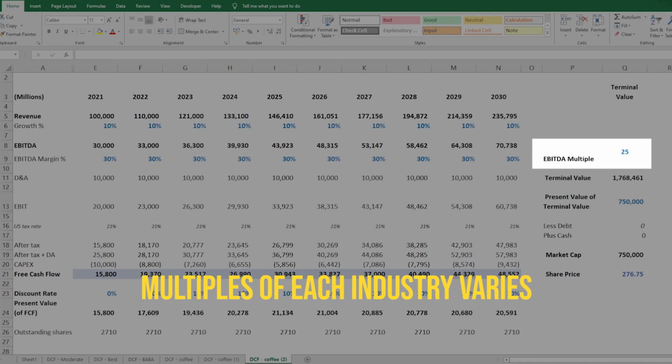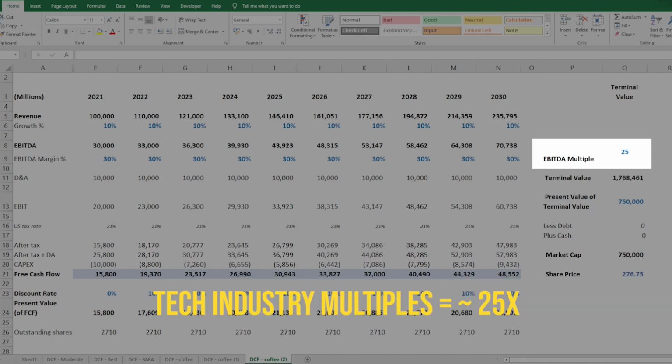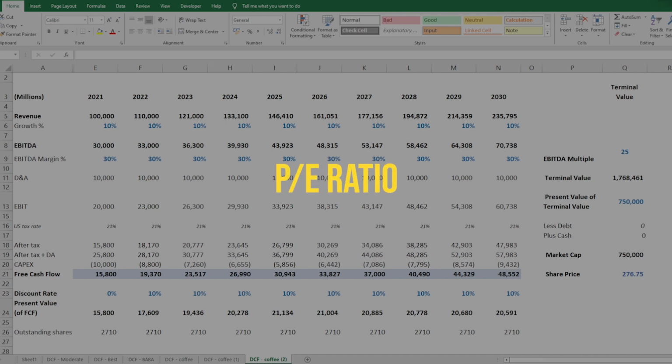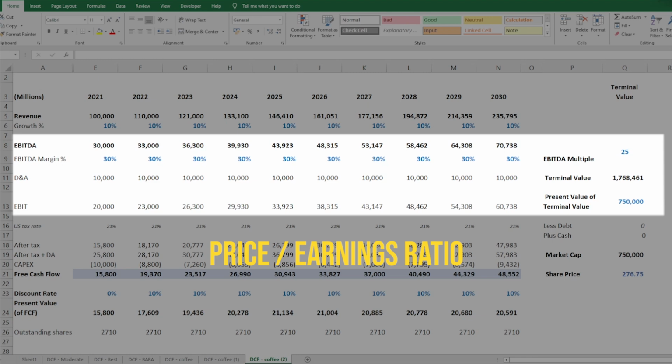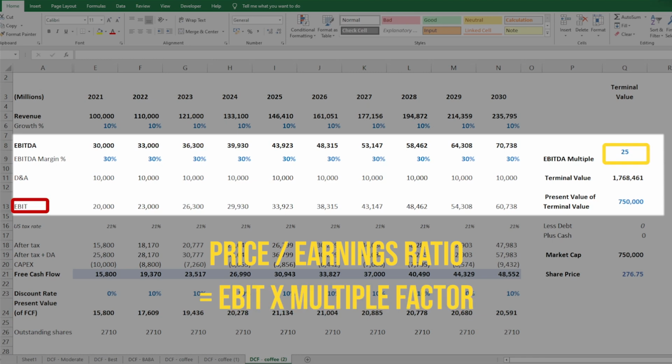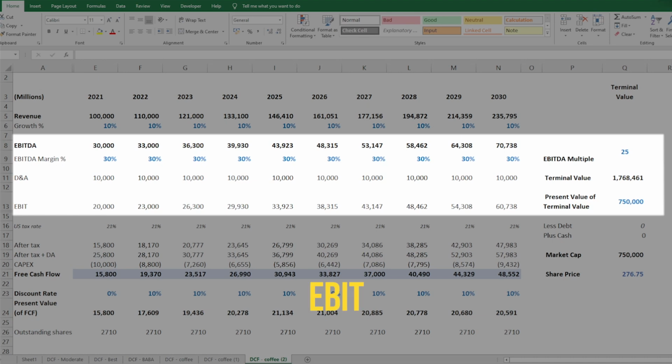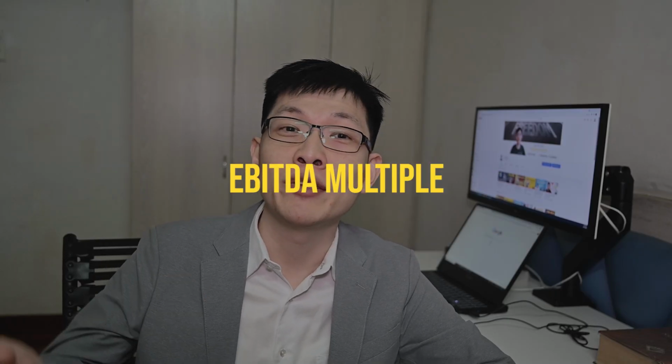The multiples of each industry vary. For the tech industry, it's usually about 25. Sometimes you hear of a term called PE ratio, also known as the price to earnings ratio. PE ratio is basically EBIT multiplied by a multiple factor. It's similar to the second method except that it uses EBIT instead of EBITDA. So this is how you calculate the share price of a company. Most people will just use the second method, which is the EBITDA multiple method.